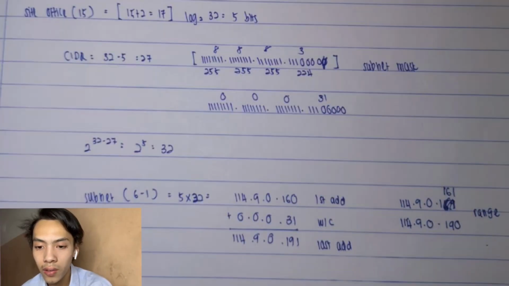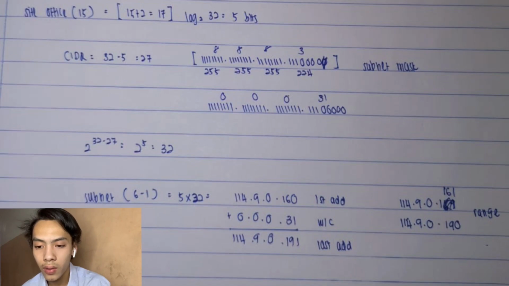And then for the next subnet is site office, which is the maximum number of computers is 15, and 15 plus by 2, we got 17 as a formula, and then we borrow 5 bits from here. And then the CIDR, we got 32 minus by 5, which is 27. And then we got the subnet mask. The subnet mask is 3, and the wildcard is 31 as usual.